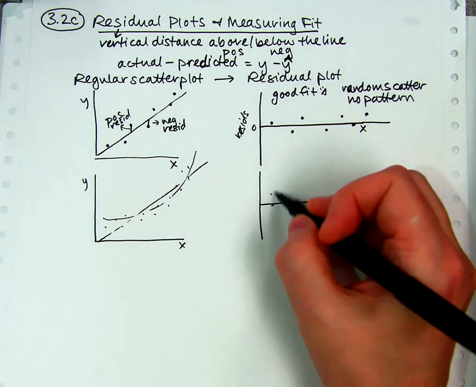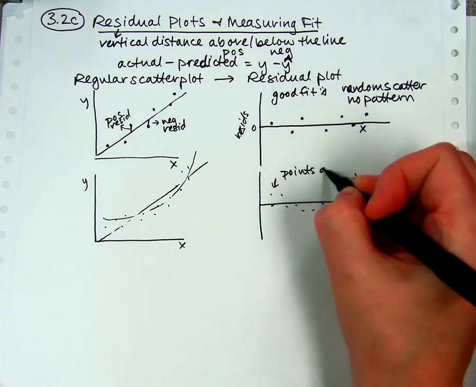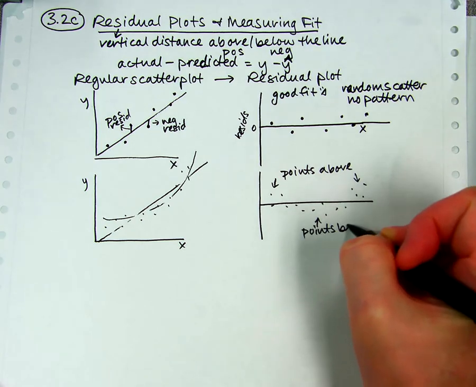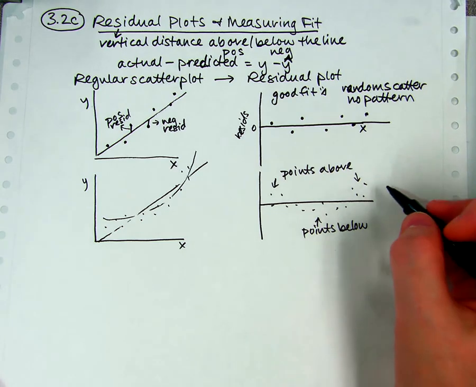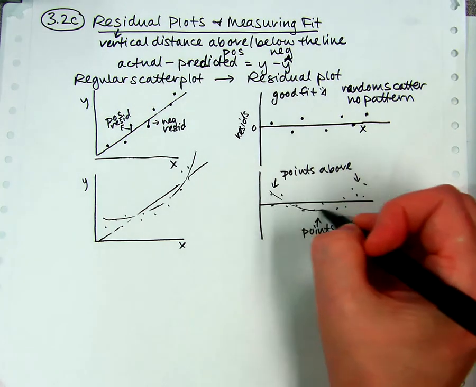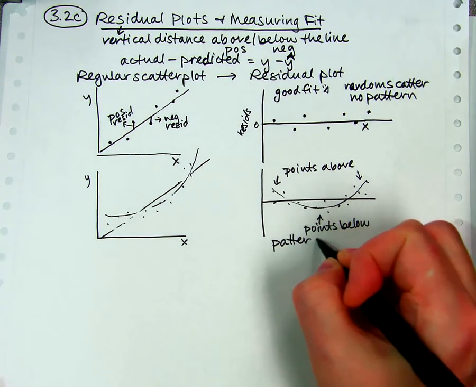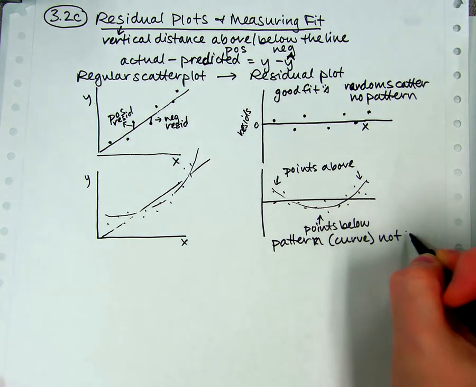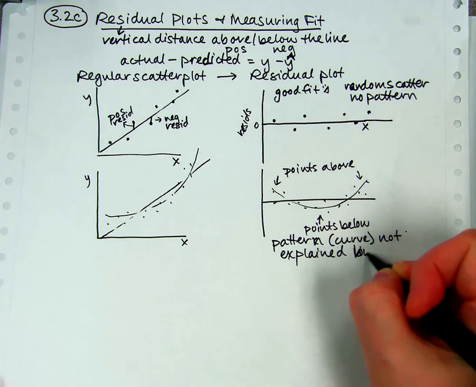Same thing over here. You can see some points above at the ends. You can see some points below in the middle. That is not supposed to happen. This is one way to tell that the line is not a good fit. And basically this isn't a linear graph, it's a curved graph. So you can see the curve more clearly on a residual plot. The pattern, which is the curve, is not explained by the line. Or in other words, the line does not tell the whole story.